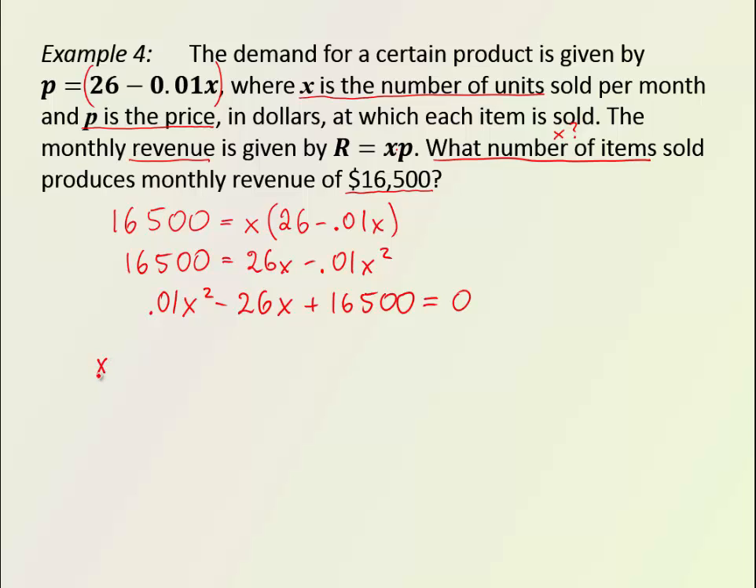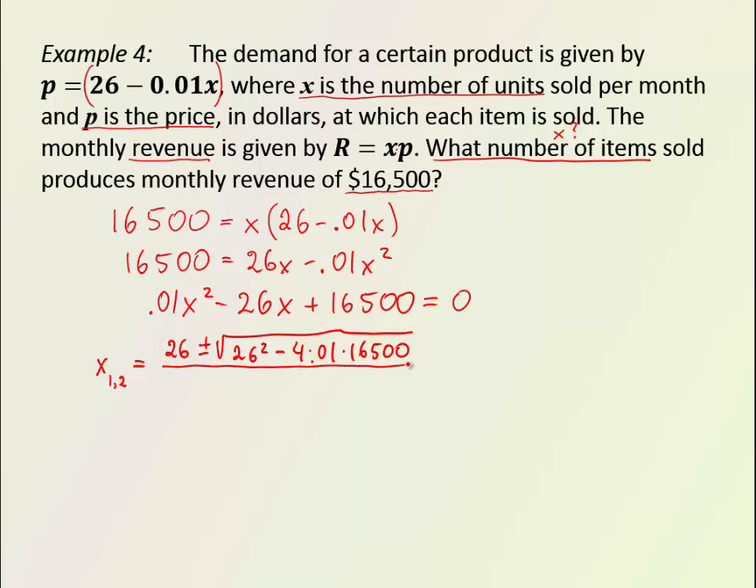So if I start with x, since I expect two roots, I can write subindexes 1 and 2 equals negative b, which is 26, plus or minus square root of b squared, 26 squared, minus 4 times a, which is 0.01, times c, which is 16,500.